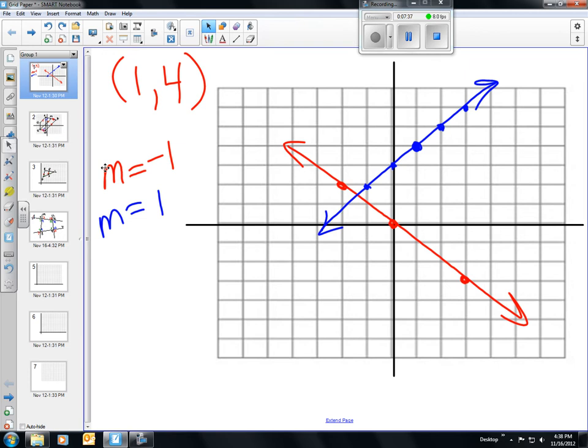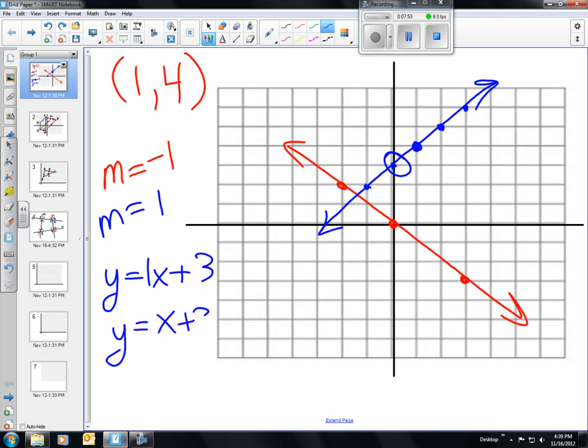And here, if we want to write the equation of the blue line, again, we're going to use the y equals mx plus b form, which in this case would be y equals 1x plus, and here the y-intercept would be 3. So we could simplify this by saying y equals x plus 3.